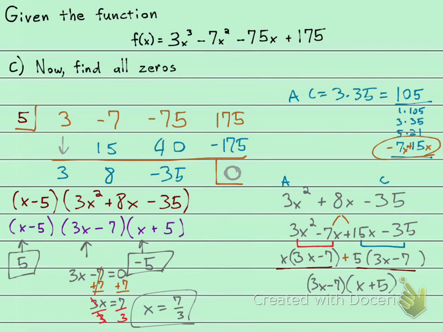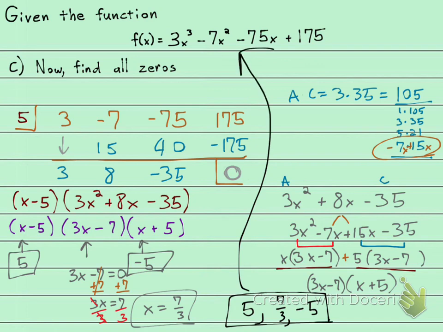Okay, so that is all of our zeros. So when we want to give our answer, we're going to put them in a big box. And we're going to separate them by commas. 5, 7 over 3, and negative 5. Those are our actual zeros of this function right here.